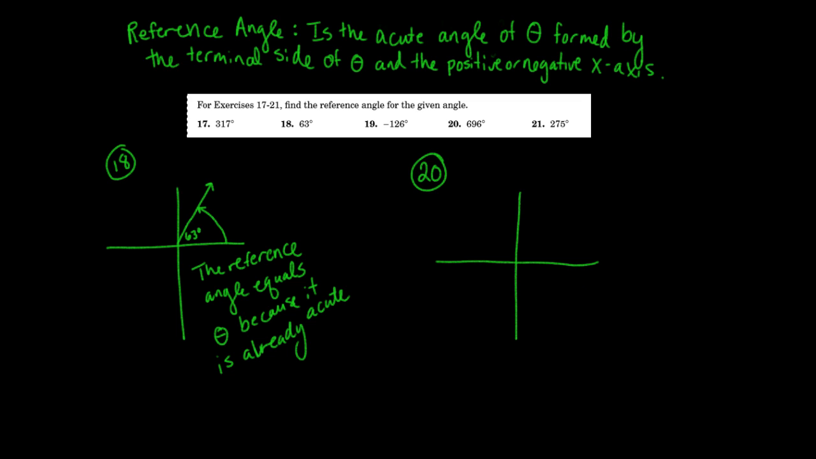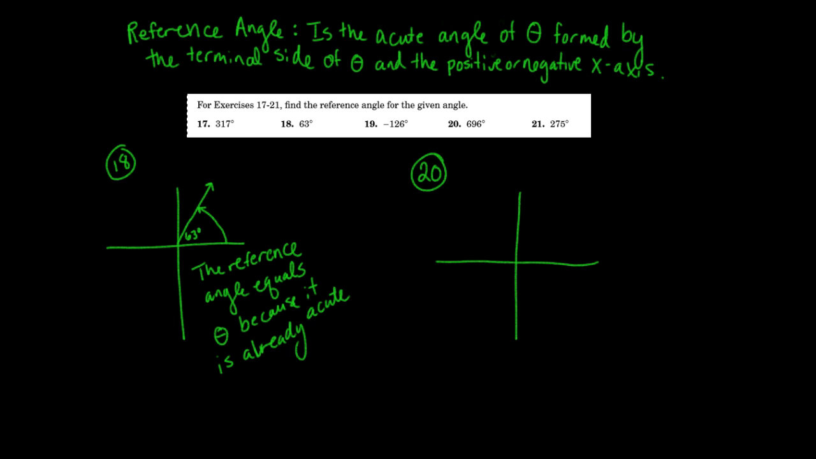Reference angle. This is a definition that will help you in the future, so be sure to understand it. It's an acute angle of theta formed by the terminal side of theta and the positive or negative x-axis. So let me tell you what I'm talking about. For number 17 through 21, this will help you. So it says find the reference angle.